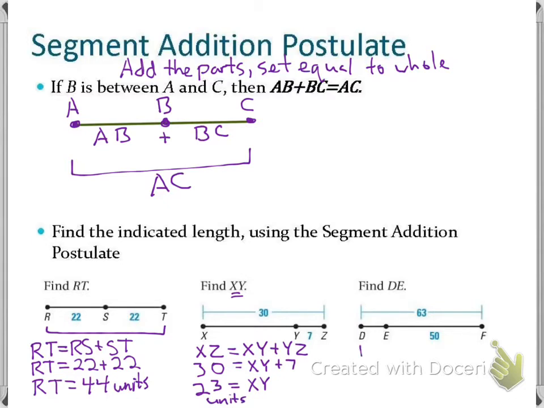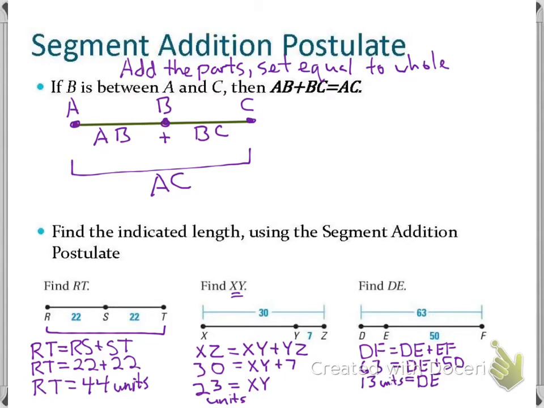Last one. DF is the whole thing. That's equal to the parts DE and EF. If I fill in what I know, 63 is equal to DE plus 50, I find that DE is equal to 63 minus 50, which is 13 units.